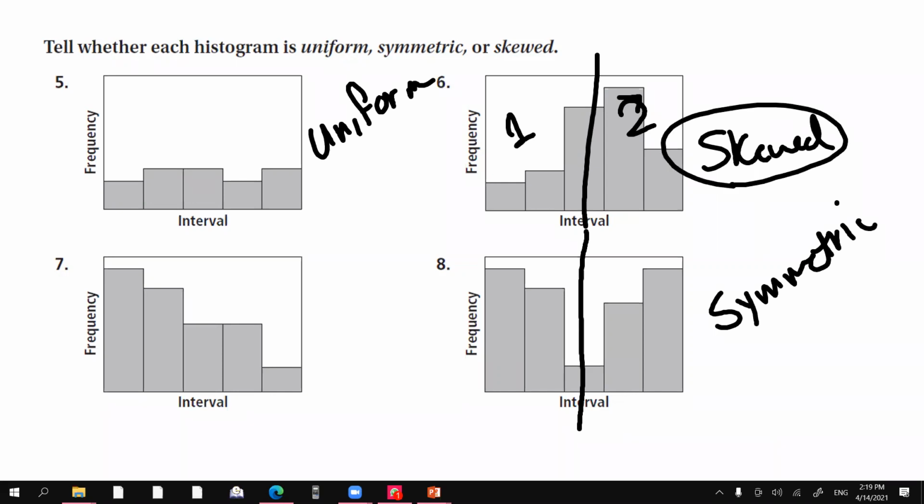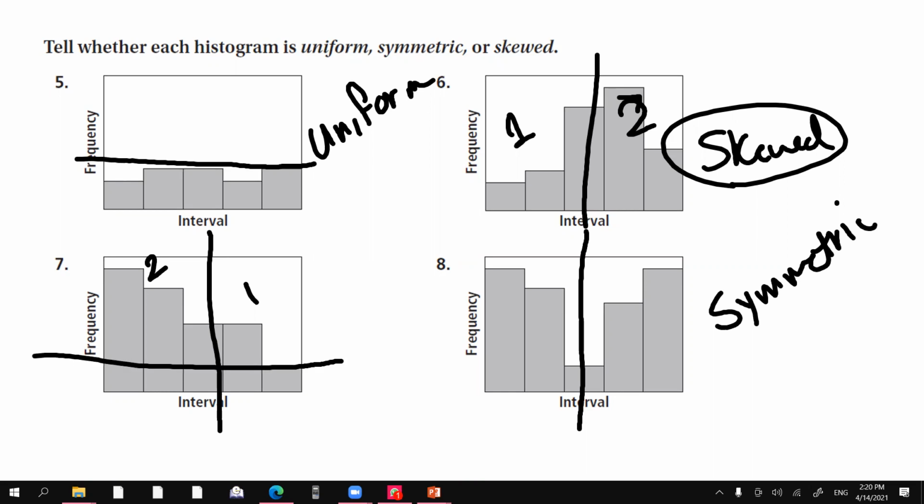Now number 7. I will cut it like this. Is part 1 like part number 2? No, so it's not symmetric. Do part 1 and part 2 have a straight line like this? No. So the data are gathered in the left greater than the right. So I will say that they are skewed. Okay.